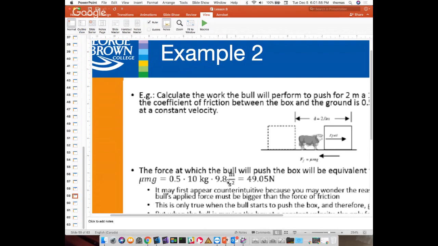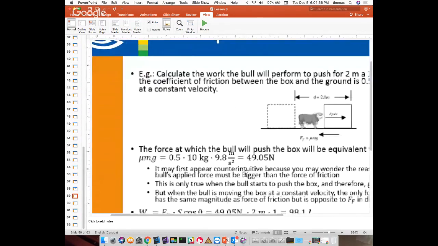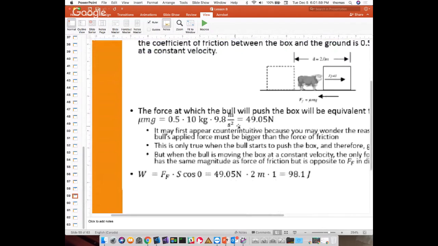And if you look at that, I'm going to get 49.05 newtons times 2 meters times 1, because cos of theta, or cos of 0, is 1. We get 98.1 joules. Pretty straightforward stuff. Okay. So that's the first one. That is the whole work thing. How do I do work? Work is, whenever you think about it, force over distance. Force over distance. Pretty straightforward.